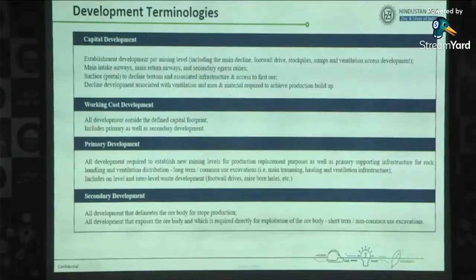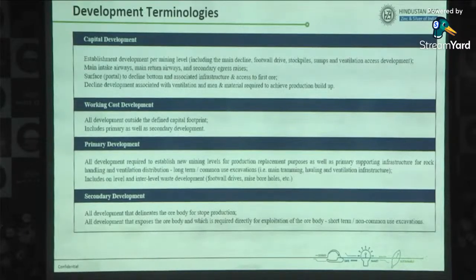These are some development terminologies that we are using in our mine. First is capital development, and second is secondary development, or we can say revenue development. So there are two types of cost, capex and opex. That cost has a major part in mine development in our case, so it is highly required that we optimize our development.